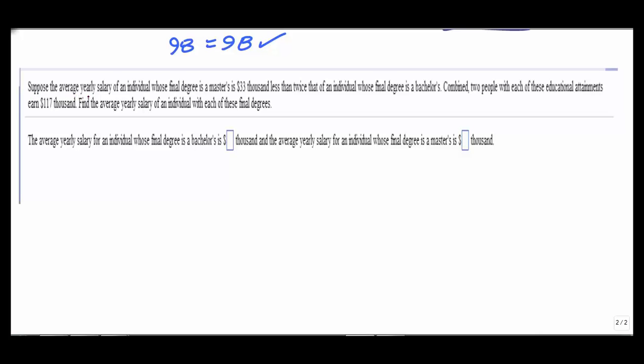So it says, suppose the average yearly salary of an individual whose final degree is a master's degree, so we have this nice little variable M we could use here for a master's degree maybe, is $33,000 less than twice that of an individual whose final degree is a bachelor's degree. Okay, so I can use B for bachelor's. It says combined, so this kind of tells me that we're going to use addition here because we have the word combined. Two people with each of these educational attainments earn $117,000. Okay, so if I take the master's person plus the bachelor's person, their average salary is $117,000.